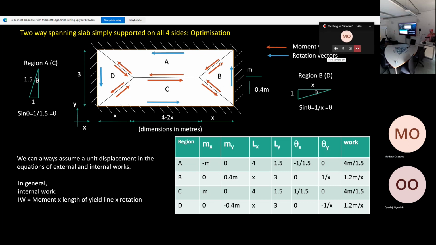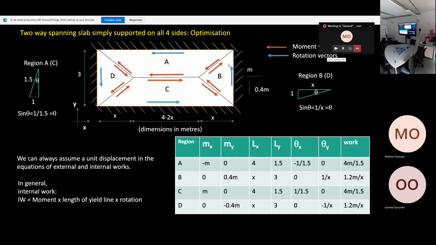Now, this is the yield line for region B. When you project it on the x-axis, you get X, which we have here. And when you project this yield line on the y-axis, you get 3 meters, which is what we have here. So that's the length projected on the x-axis and the y-axis. X is unknown. We are looking for X. That's the optimization. We don't know what X is, so we just call it X here.